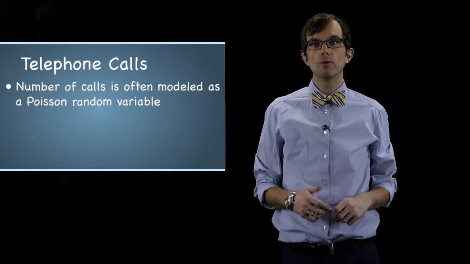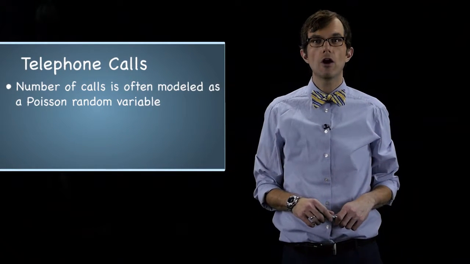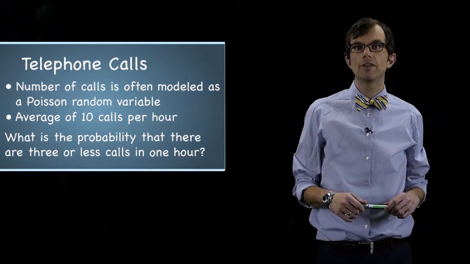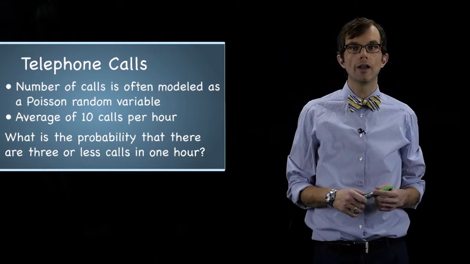So let's take a look at a few Poisson examples. Let's say the number of telephone calls that arrive at a call center is often modeled as a Poisson random variable. Assume that on average there are 10 calls per hour. What is the probability that there are 3 or less calls in 1 hour?